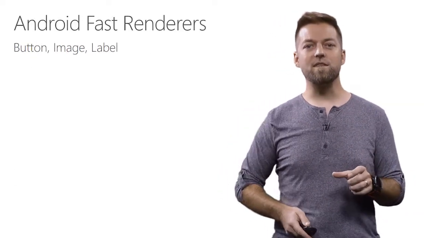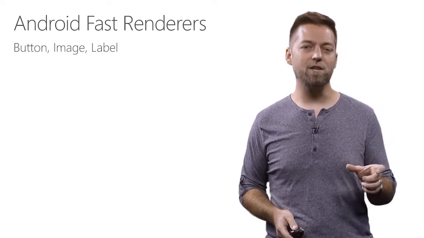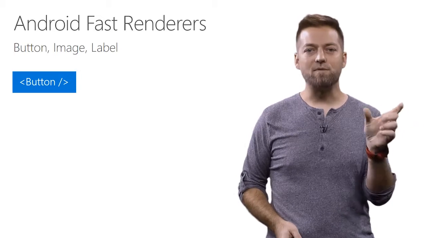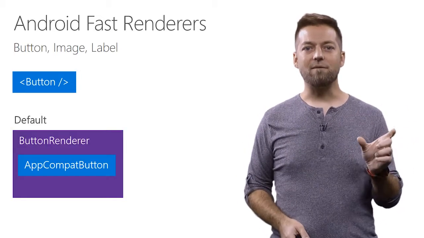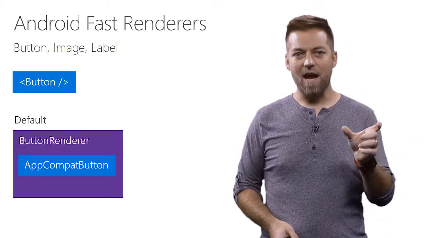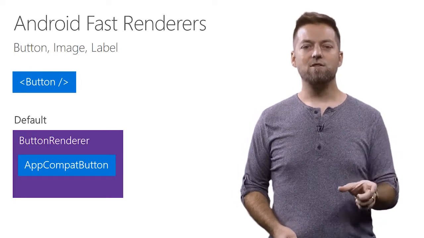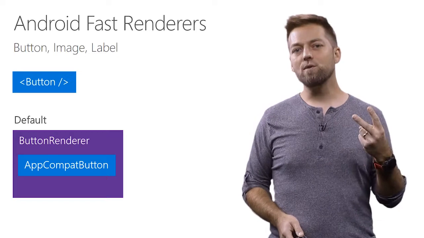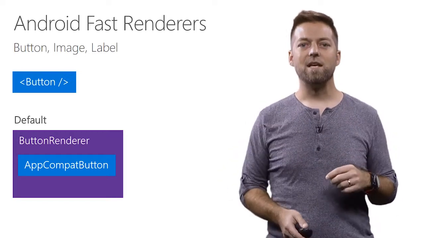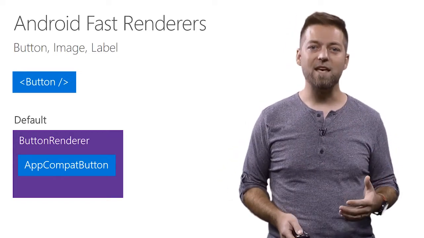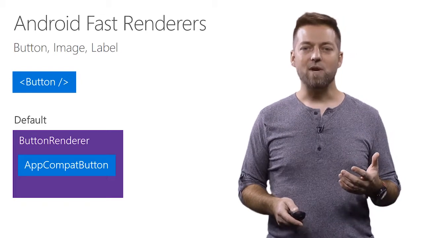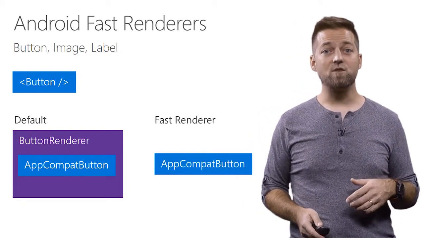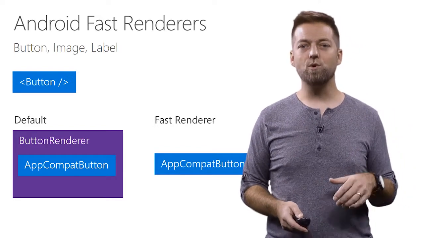So if you're familiar with the Xamarin Forms platform renderer architecture, what this means is that when you ask Xamarin Forms for a button, on the native platform, you're going to get a button renderer and then that native element. So on Android, for example, it's an app compat button. But that means that two views are now being inflated on Android. And if we can do anything to avoid that, we absolutely want to, so that we can optimize that whole process. So with fast renderers, we've refactored the renderer architecture to allow us to do that.